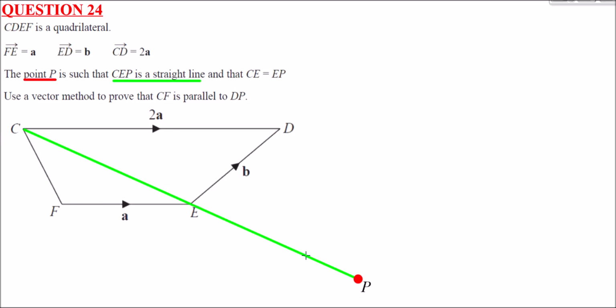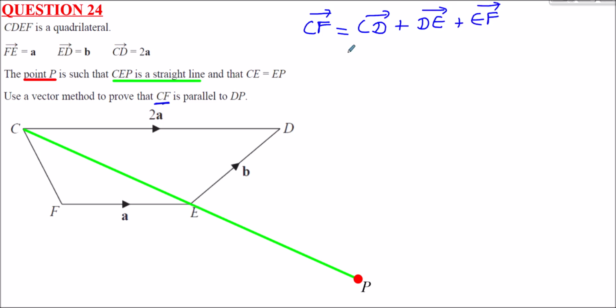We now need to use a vector method to prove that CF is parallel to DP. If one vector is parallel to another, the main thing you need to remember is that one of those vectors can be written as a multiple of the other one it's parallel to. If we can show that, we've proven it. So let's first of all think about this vector CF. So using the vectors we know, how can we go from C to F? Well, I don't know the direct route, but I could go from C to D first. Once I'm at D, I could go from D to E. And then once I'm at E, I can go from E back to F.